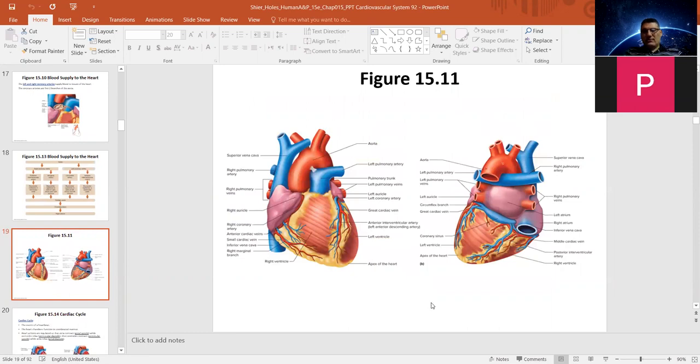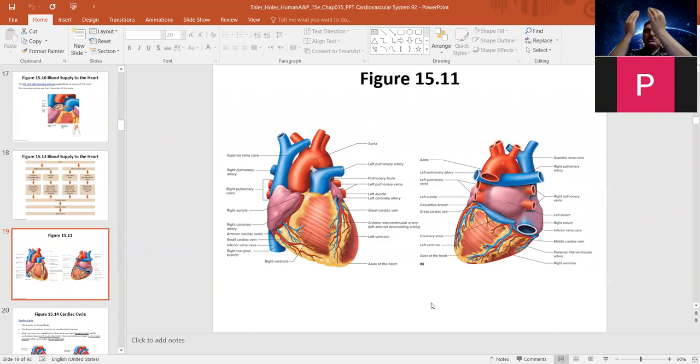The red. What does it mean? Anterior interventricular artery, the artery that's in between the ventricles in the front. This is the right ventricle, this is the left ventricle. In between, the artery is running in this sulcus, in this depression. It runs here, so it's in between the ventricles, interventricular. Anteriorly, anterior interventricular. How about the other side?